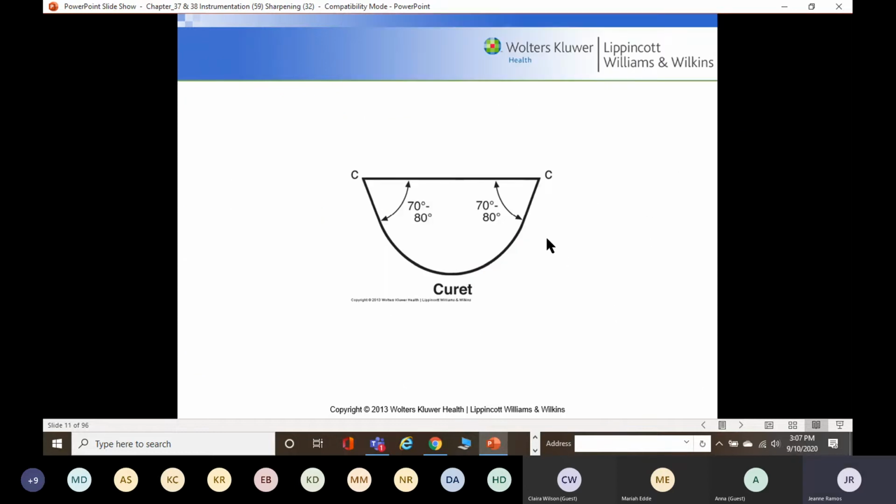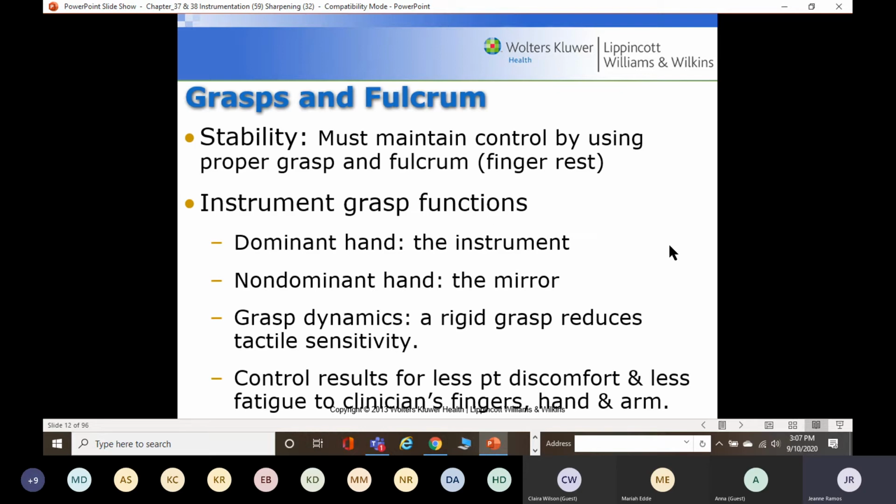I know these angles. On the inside angles, particularly for boards, 70 to 80 on a curette. And once again, they also spell a curette this way. Beckerly would like us to actually spell the curettes with another T and an E on the back, so both are correct. Stability: you must maintain control by using a proper grasp and fulcrum, which is your finger rest.